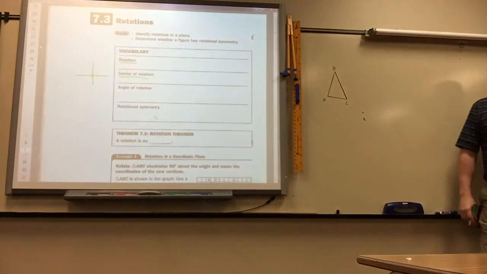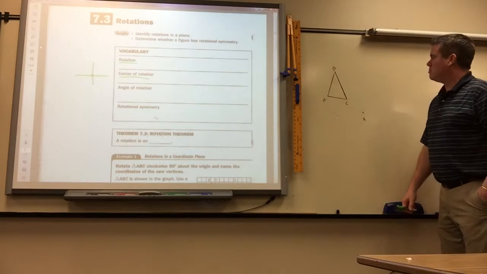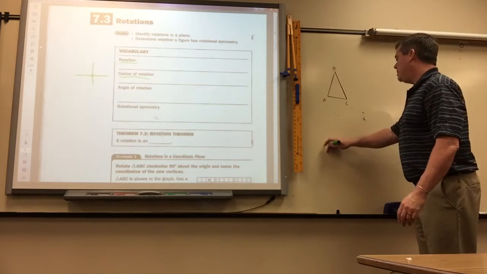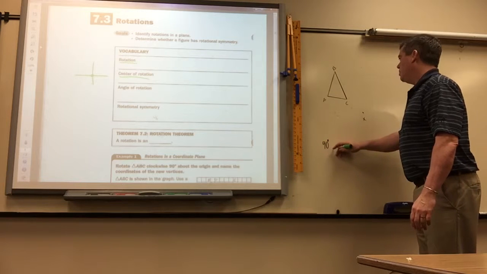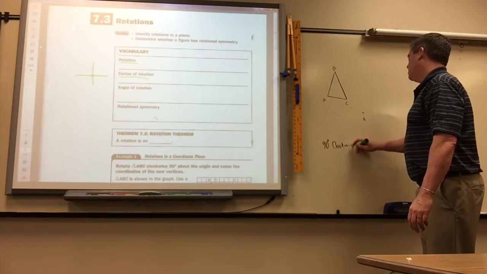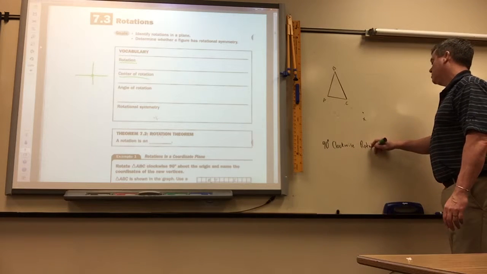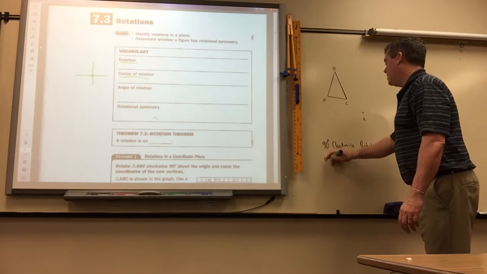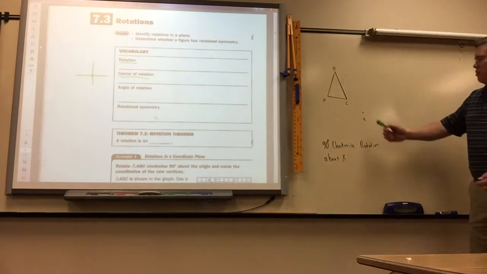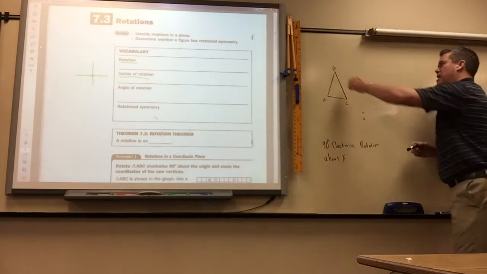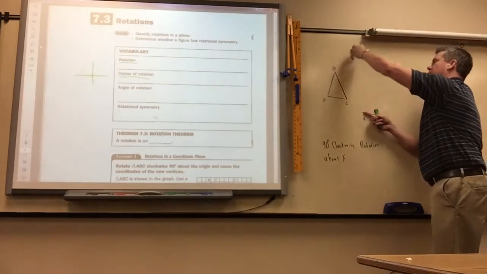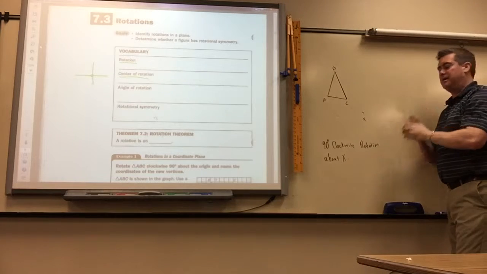So, if you had this drawing, and you were going to do a 90-degree clockwise rotation about X. What that means is the center of rotation is X. If you could put strings from B, A, and C to X, and then hold this tight and rotate it a fourth of a turn, that's where it would end up.